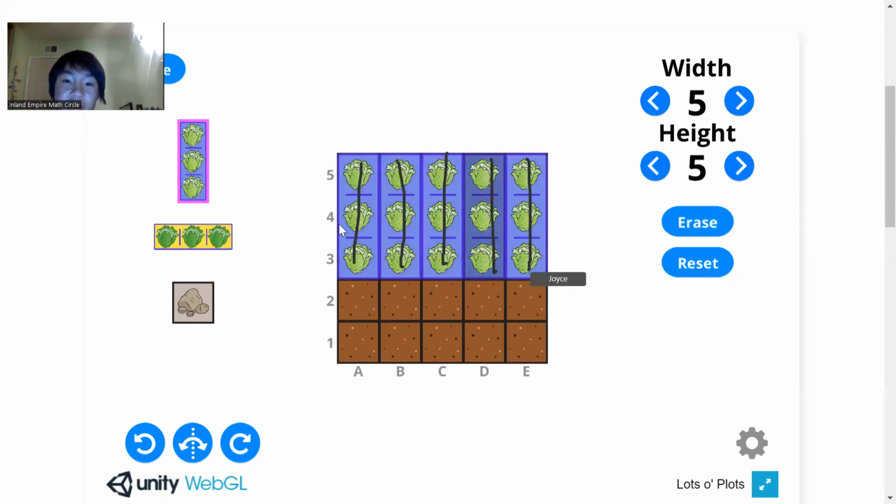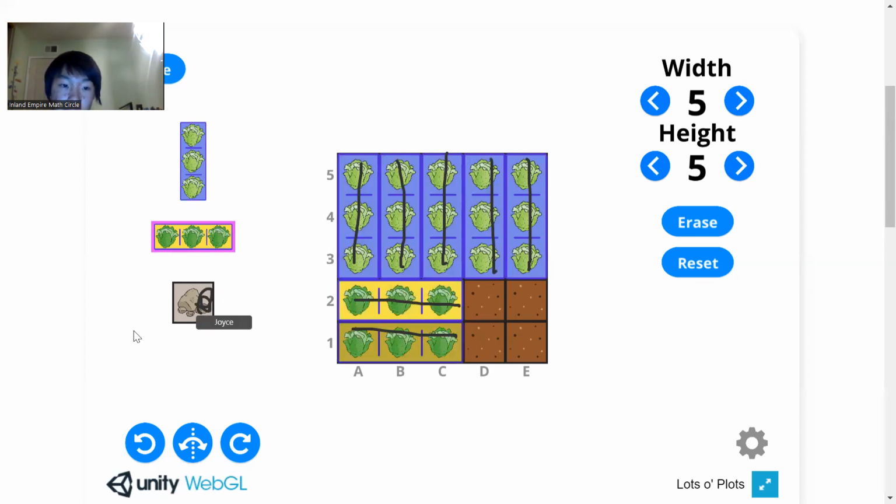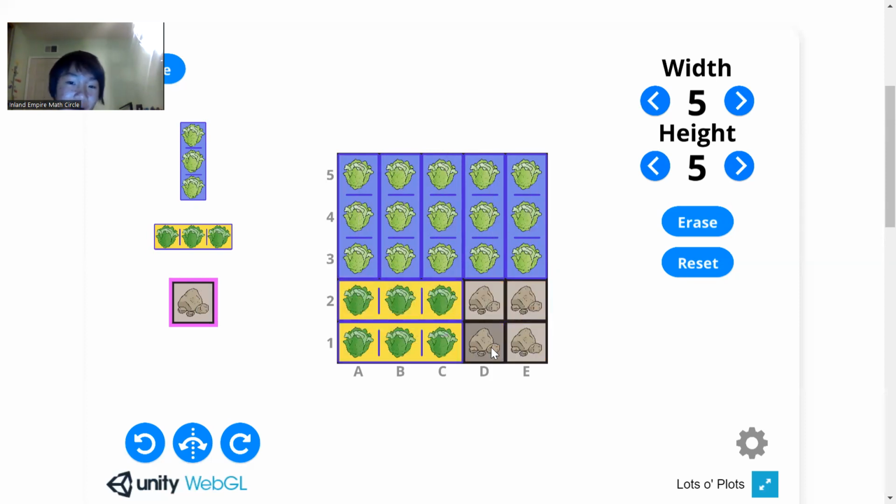All right, let's see. Oh, we have to use the rocks, right? Yeah. If we're just using the cabbage pieces, it's not possible, right? Because these cabbage pieces have an area of 3, but the total area of this 5x5 without the rocks is 25. Since we're multiplying by 3, we can't get 25. The closest we can get is 24, right?